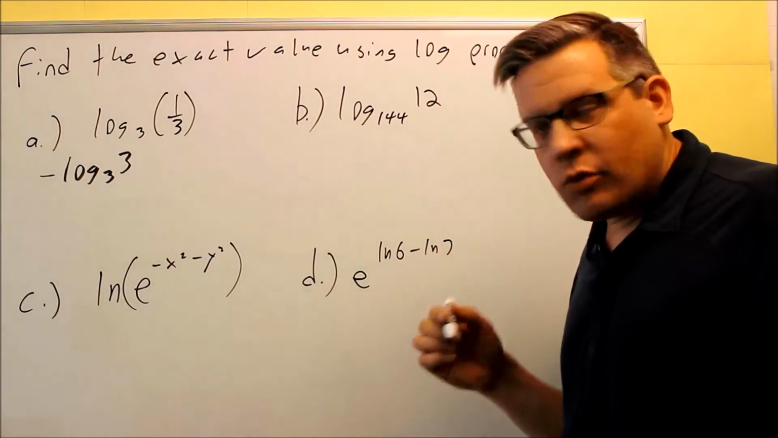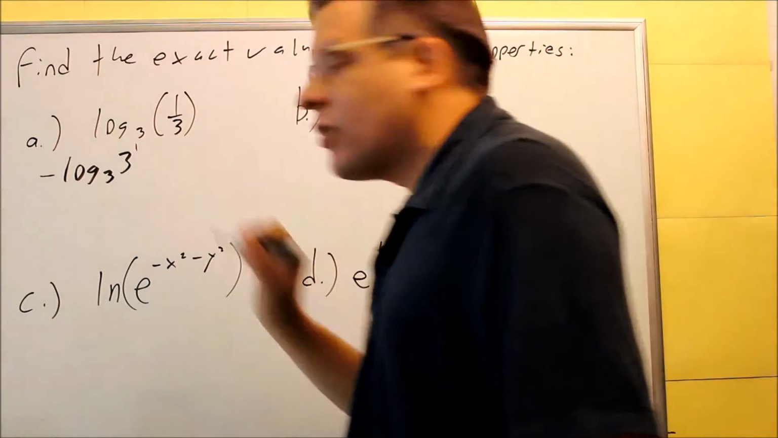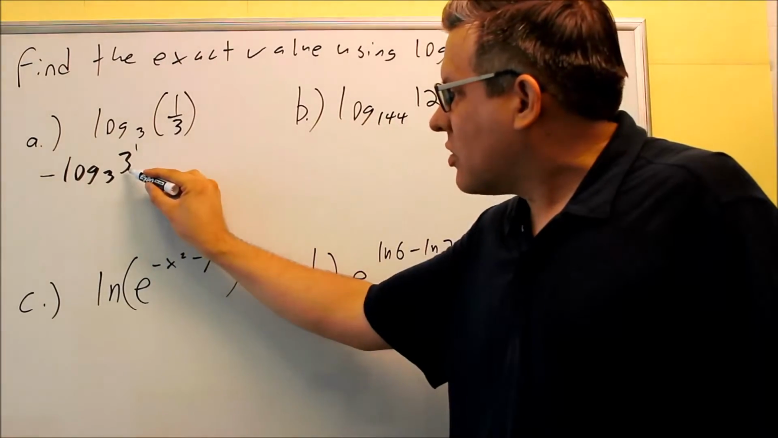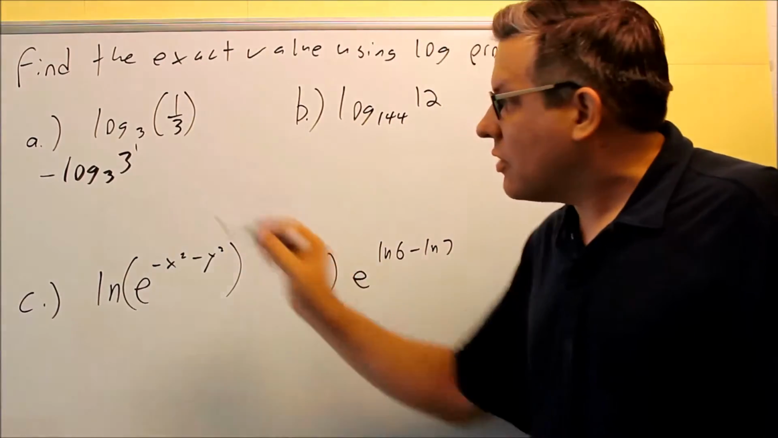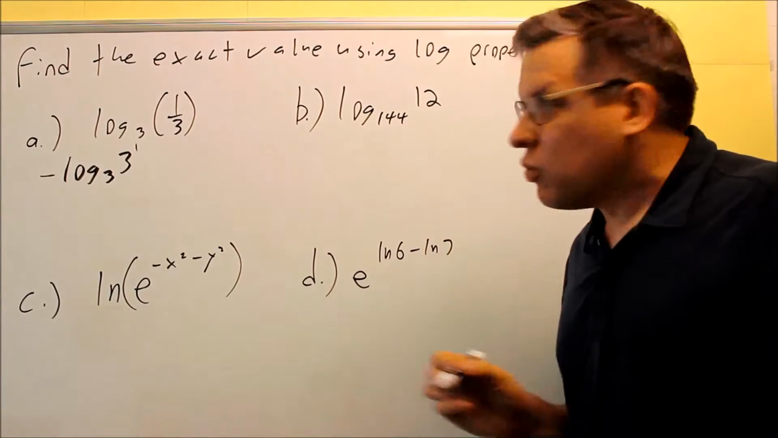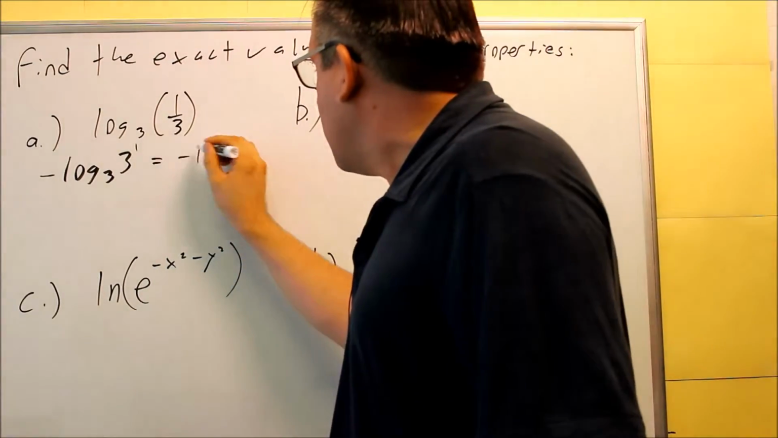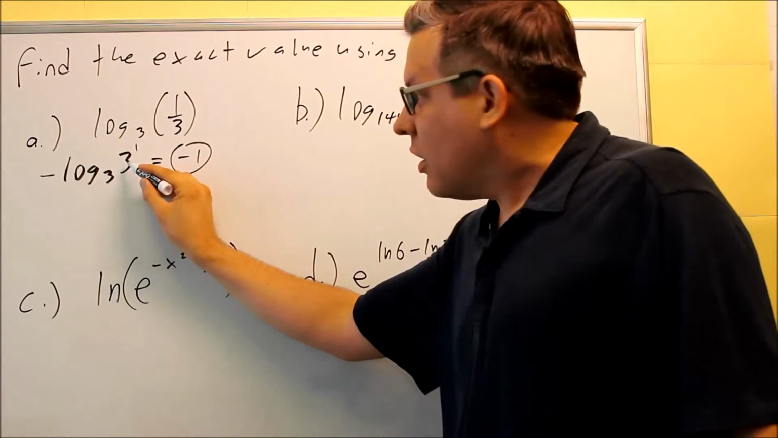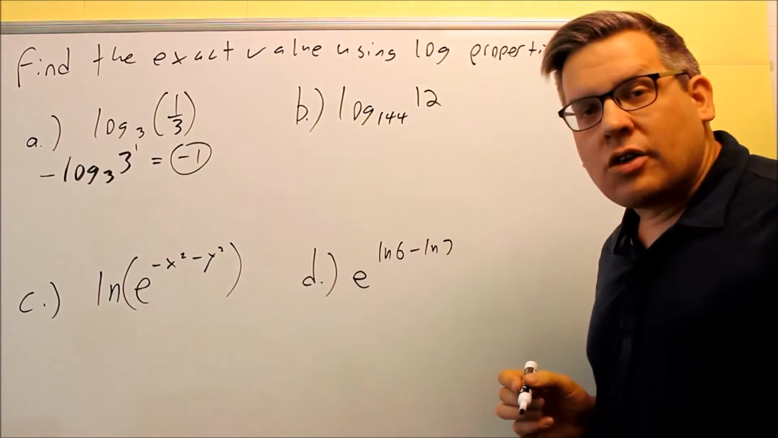You should also know that if you have this base and that base together, it's going to turn into a 1. The reason why that happens is because of inverse property number 1. It tells us that whenever this and this are the same, you're just going to end up with the exponent. Technically the exponent for 3 is 1. So this whole thing cancels, leaving you with a 1, and then you have negative 1 left over as your answer.